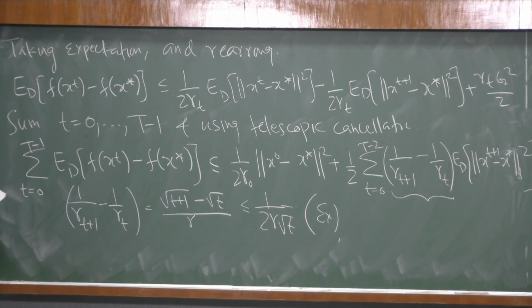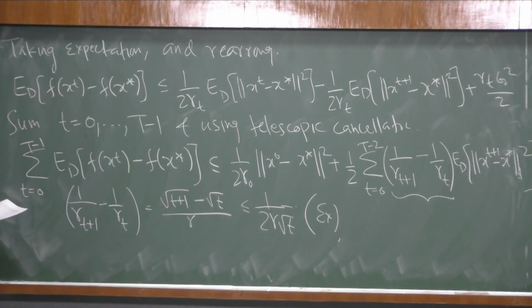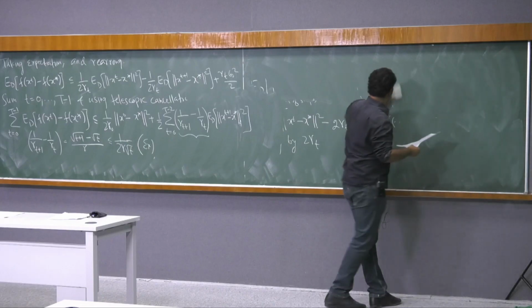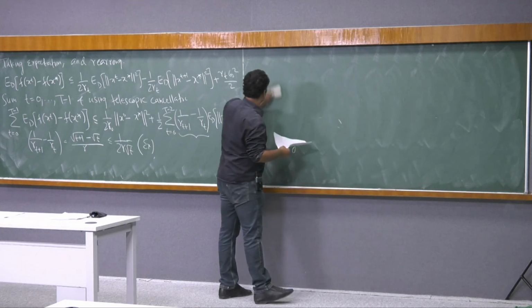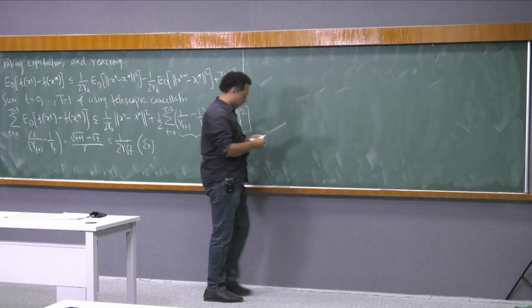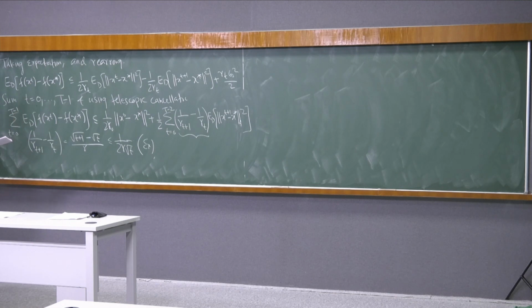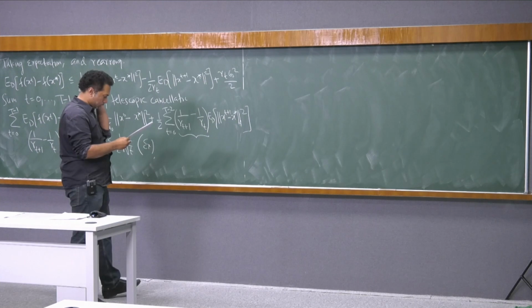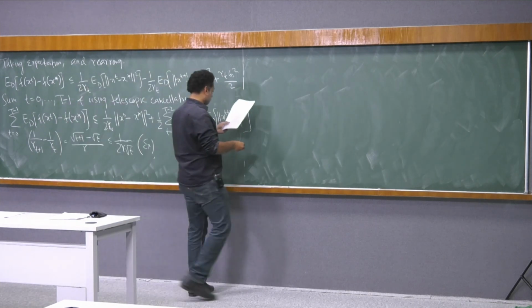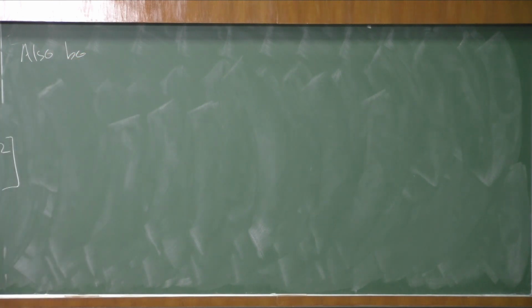This is an inequality problem where you prove that square root of t plus 1 minus square root of t is less than or equal to half of square root of t. The hint is that square root is a concave function, right? So that's the hint. Then we have this less than or equal to 2 gamma square root t, so we will substitute it there, and finally we will be left with this guy, right?